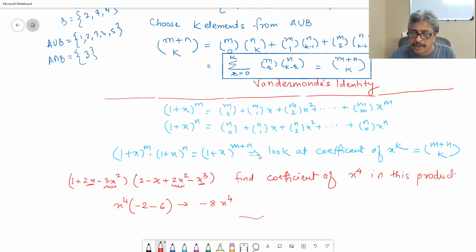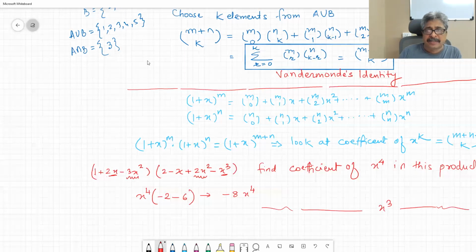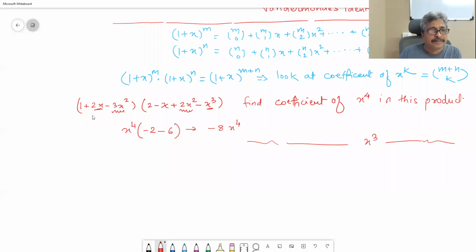If I ask you to find the coefficient of x raised to 3 in this product, then what all will you collect? We will collect 1 into x raised to 3, so 1. 1 into minus x raised to 3, so minus 1. Then 2x into 2x square, so plus 4. And minus 3x square into minus x, which is plus 3. So the coefficient of x raised to 3 will be 6 in this expansion, right?